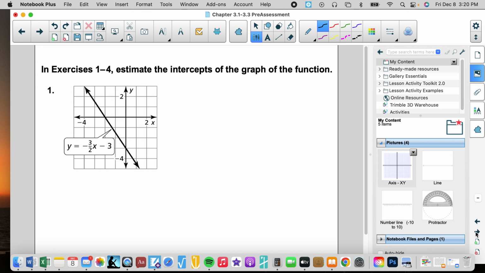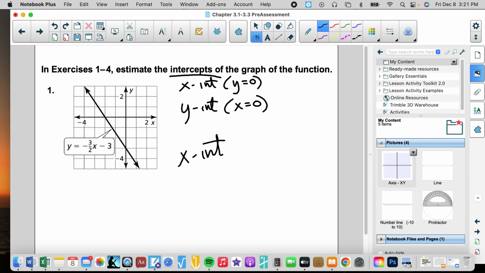Estimate the intercepts of the graph. So intercepts, we know when we talk about the x-intercept, we're talking about plugging in 0 for y. When we talk about the y-intercept, we talk about plugging in, or the x value being 0. So if I have my x-intercept, it's where the line crosses the x-axis. So where does this cross the x-axis? It crosses the x-axis right here. I'm running along the x-axis. I see where the line crosses over it.